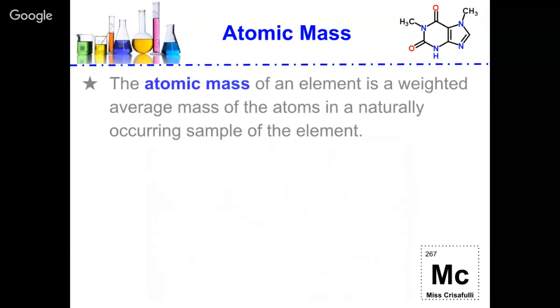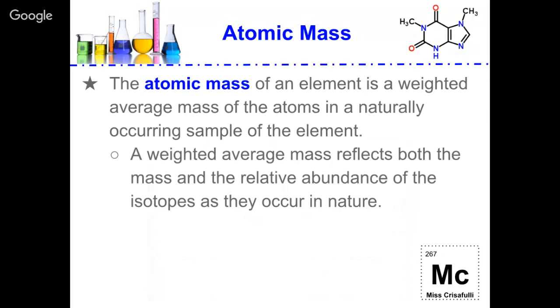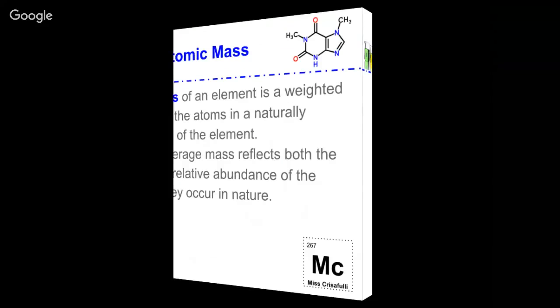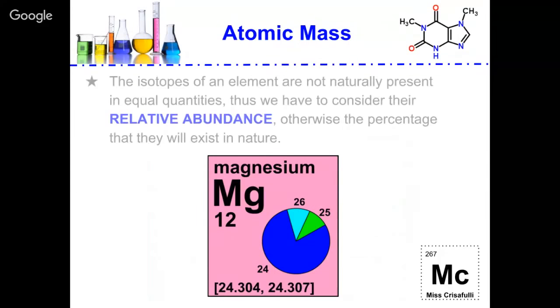And so the atomic mass of an element is a weighted average of the mass of the atoms in a naturally occurring sample of the element. So the weighted average mass reflects both the mass and the relative abundance of the isotopes as they occur in nature. So when we think about this, magnesium 12 does have three isotopes, one with a mass of 24, one with a mass of 25, and one with a mass of 26.